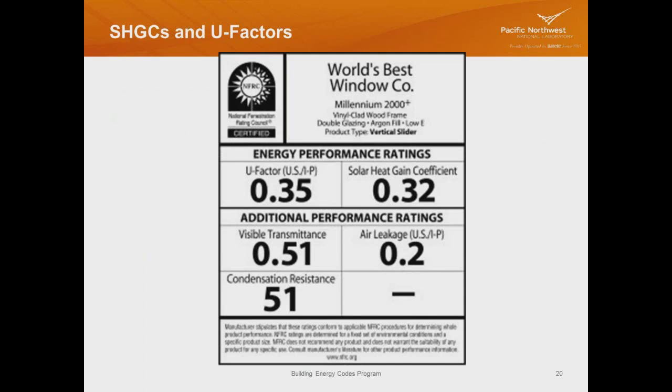So here's a screenshot of an NFRC label product. This would be on the window, and it gives you the ratings that you need to enter into REScheck, which is the U factor and, depending on climate zone, the SHGC, which is the solar heat gain coefficient. The other values, visible transmittance, air leakage, and condensation resistance, are not ratings that you would enter into REScheck, but they are typically ones you would see on an NFRC rated product.